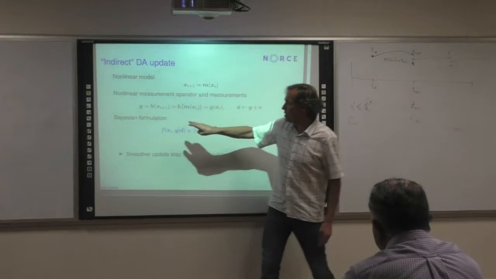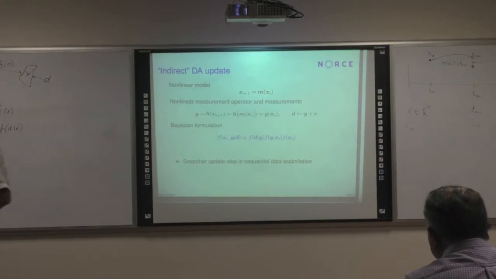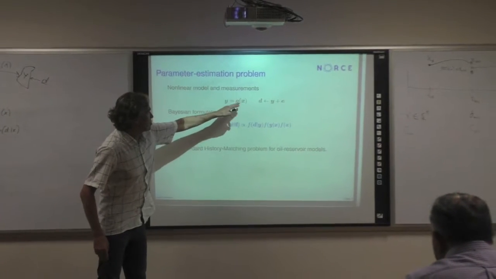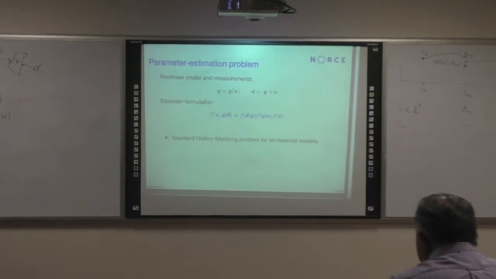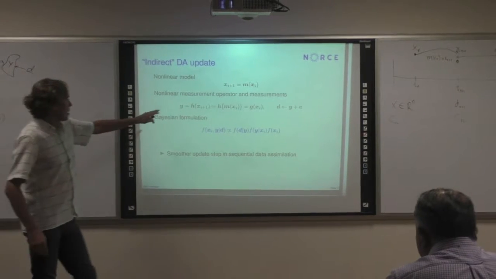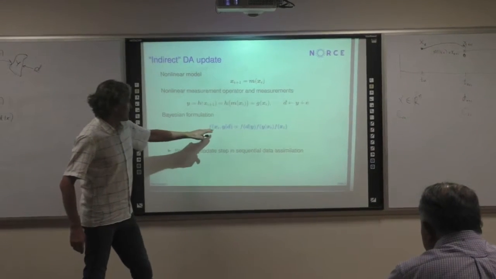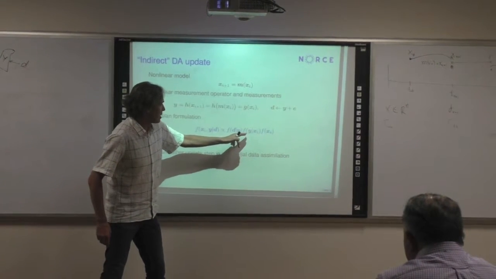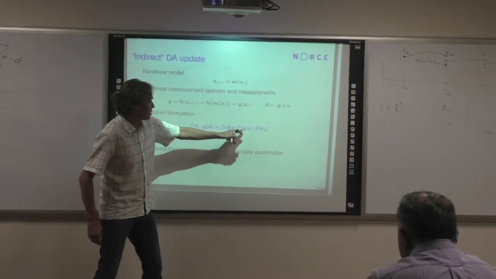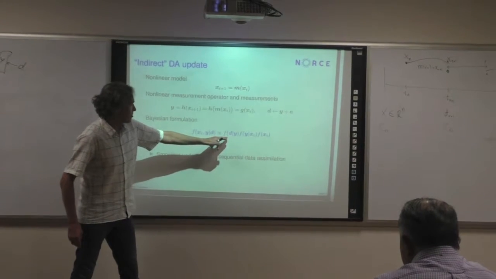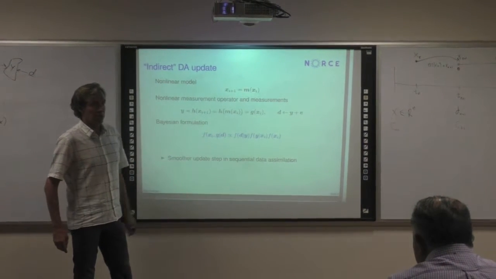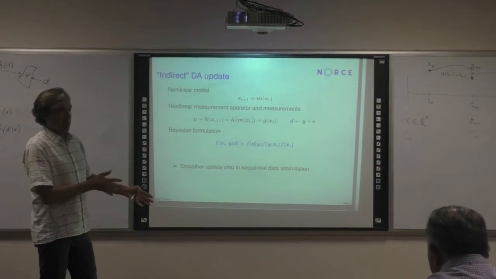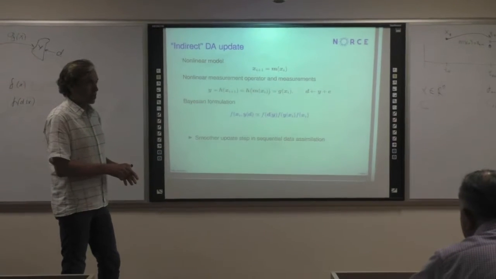And then you see that this equation becomes exactly the same as we had for the inverse problem here. It's just the same equation: y equals g of x. Then I can use the same Bayesian formulation, but now I start with x_i, I make a model prediction, and observe the model to get the predicted measurements y, and I multiply with the likelihood, and have a posterior PDF again. And this is what I would call a smoother update step in sequential data assimilation.